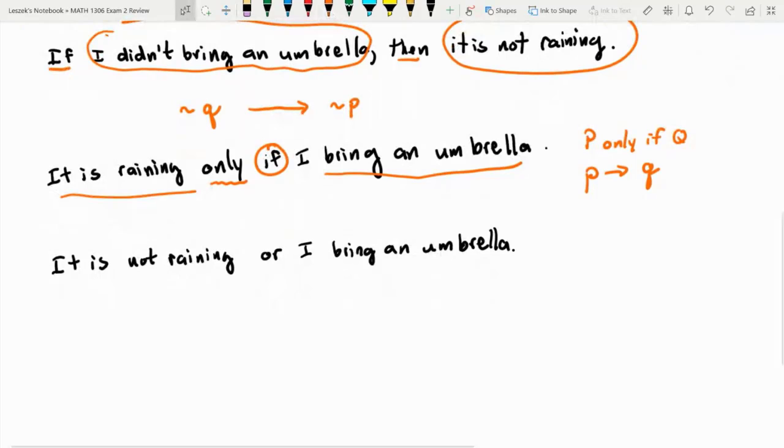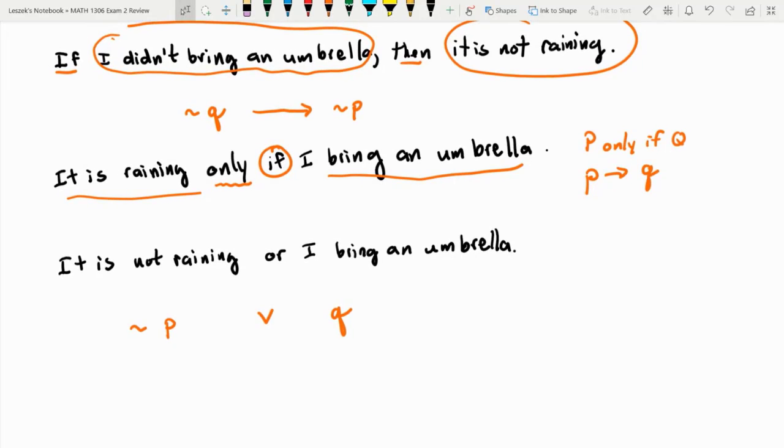Okay. So the last one is, it is not raining or I bring an umbrella. So that's the negation of P or, and then I bring an umbrella as Q. That's probably also equivalent to an implication. They would have the same truth values.